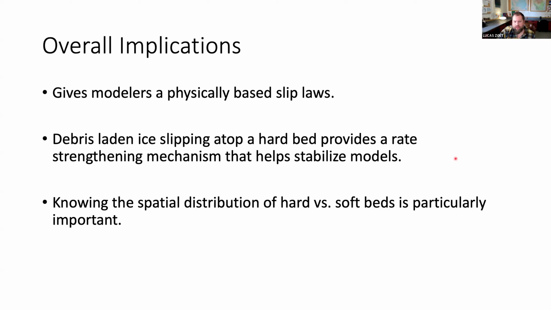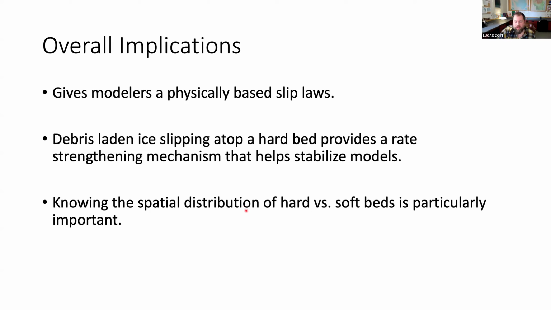That debris-laden ice slip on top of a hard bed is important because it provides a rate-strengthening mechanism that helps stabilize the models. That's not there when you don't have the debris. And interestingly, it's not there when you do have debris but the bed is soft, right? When the bed's deforming, it actually pushes it closer to Coulomb in that condition.